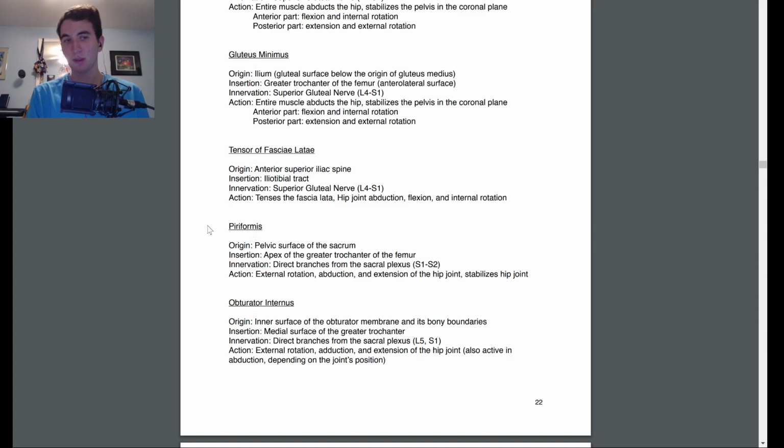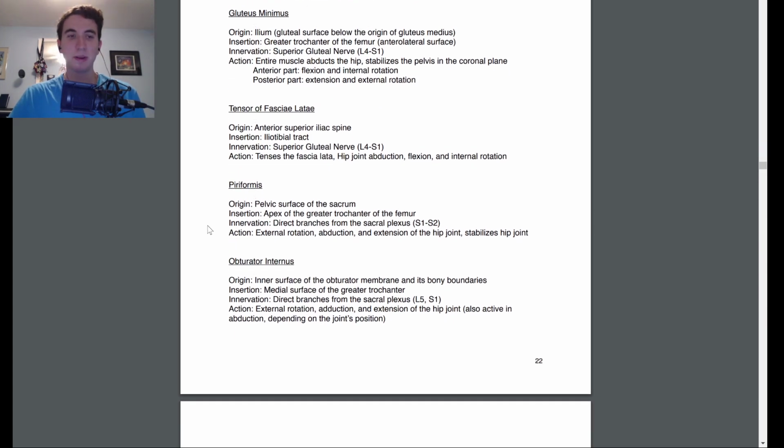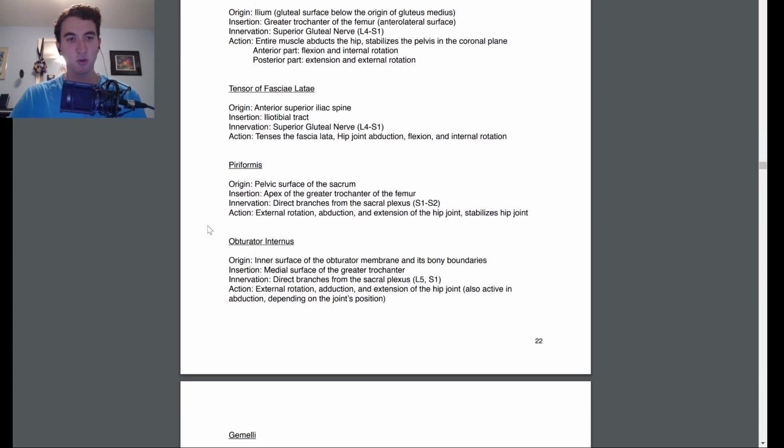Then the piriformis. Every PT worker knows the piriformis so well. Piriformis stretch, baby. It's a very, very small muscle in your butt.